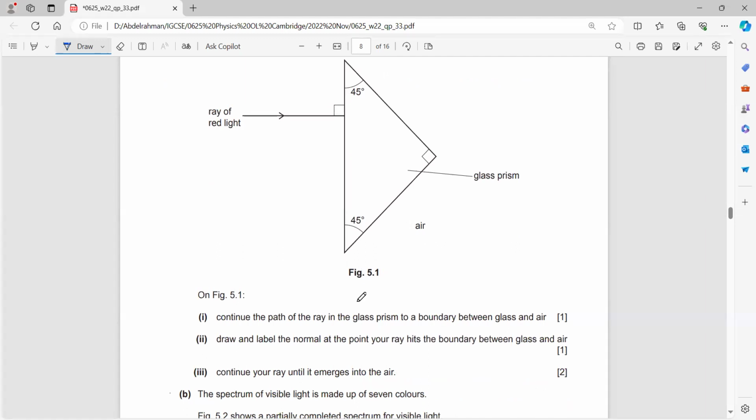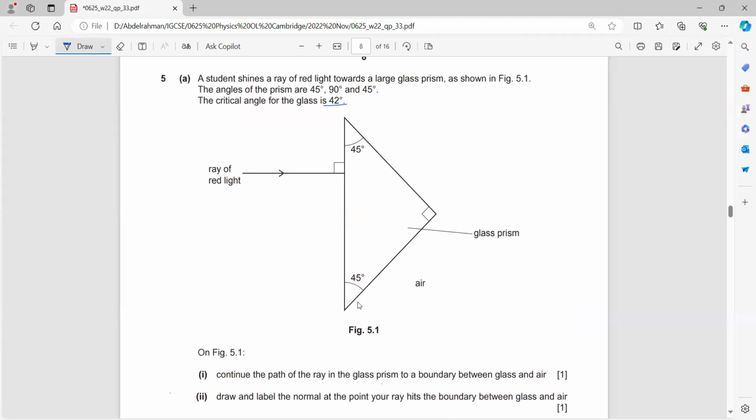Okay. So continue the path of the ray in the glass prism to the boundary. We want to continue the initial path of the ray. How will it move? Will it bend downwards, or will it bend upwards, or will it enter the prism and undergo total internal reflection? Initially, how will it move? At this point will it move upwards or continue downwards? Straight. It will continue as a straight line.